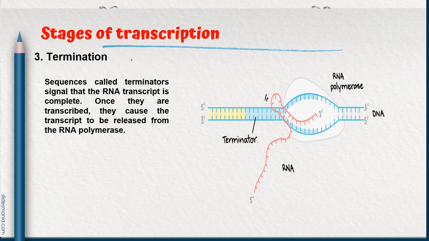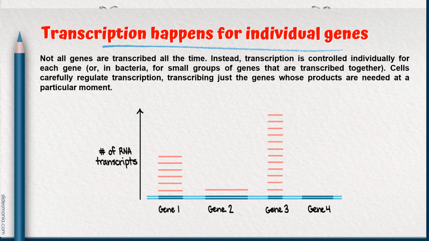Sequences called terminators signal that the RNA transcript is complete. Once they are transcribed, they cause the transcript to be released from the RNA polymerase. Transcription happens for individual genes, but not all genes are transcribed all the time. Instead, transcription is controlled individually for each gene. Cells carefully regulate transcription, transcribing just the genes whose products are needed at a particular moment.